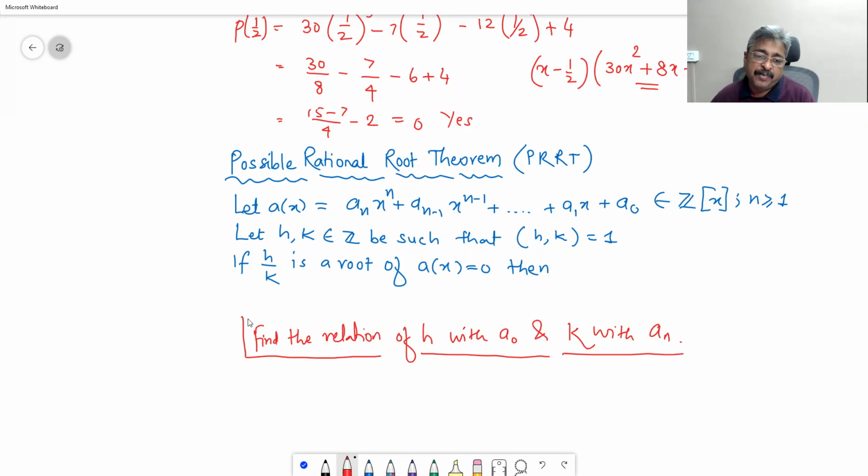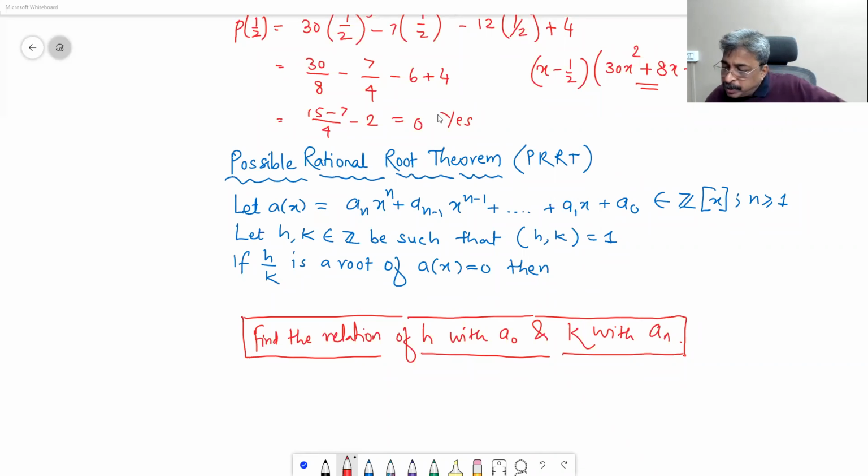There is a definite relationship: if h upon k is a root of the given polynomial, then there is a definite relationship between h and a0, which is the constant term, and k and the leading coefficient. Spend some time and try to derive the statement of this theorem, take a couple of examples, and check whether your conjecture works or not. Think about it. If you come up with your own statement of the rational root theorem with proof, nothing like it. Otherwise, after some time we will discuss.